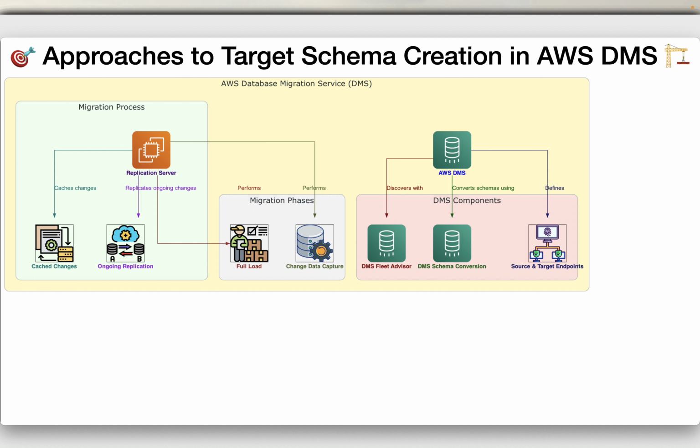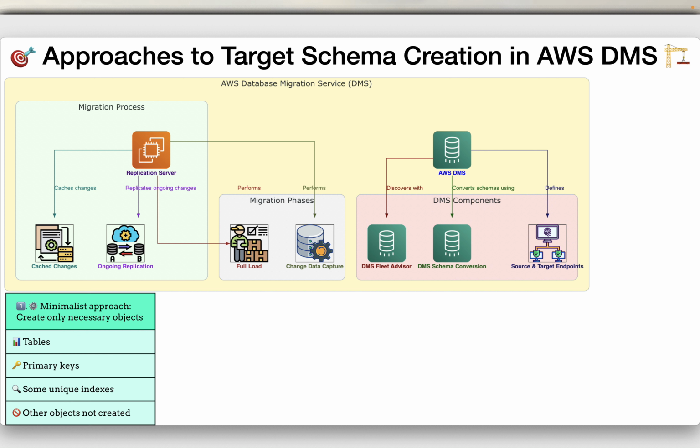So, approaches to target schema creation in DMS. The first one is a minimalistic approach. You create only the necessary objects. With this approach, DMS creates only the objects required to efficiently migrate the data, such as tables, primary keys and some unique indexes. Other objects are not created.